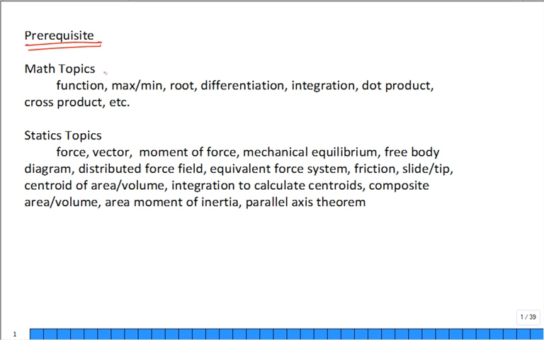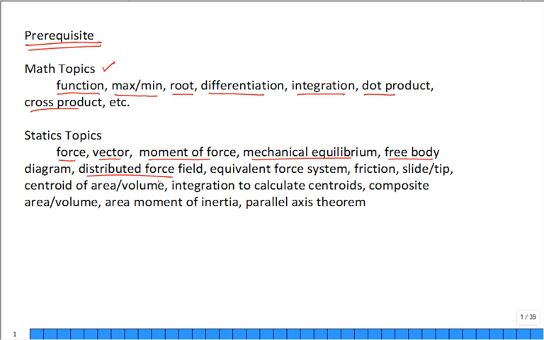So I just kind of lumped together some functions, some min-max, how to find a root of a system of equations, how to differentiate, how to integrate, what's a dot product, what's a cross product, and a lot of other mathematical topics. And then for statics and dynamics: what's a force, what's a vector, what's a moment of a force, what's the area moment of inertia, what's the mass moment of inertia, what's equilibrium, what's a free body diagram.